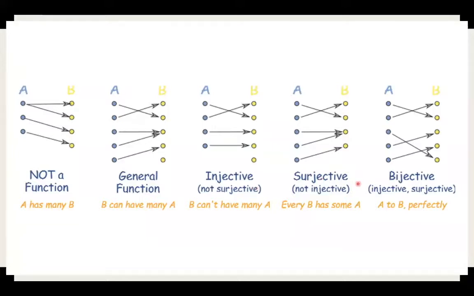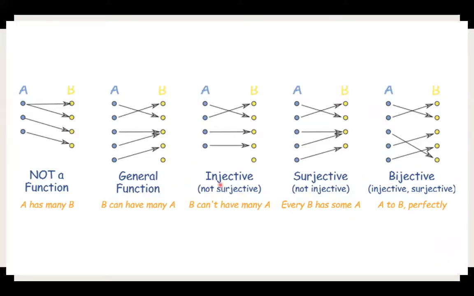Surjective, it's not injective, meaning all of your elements in your B are mapped to your A. That's surjective but not injective. Next, bijective or onto. Onto functions are both injective and surjective. Again, bijective functions are both injective and surjective. One to one and onto.